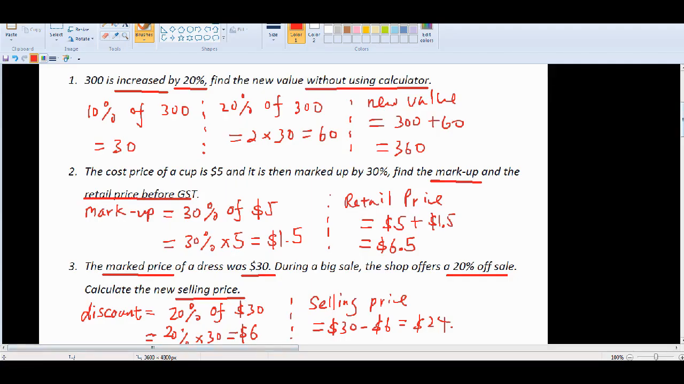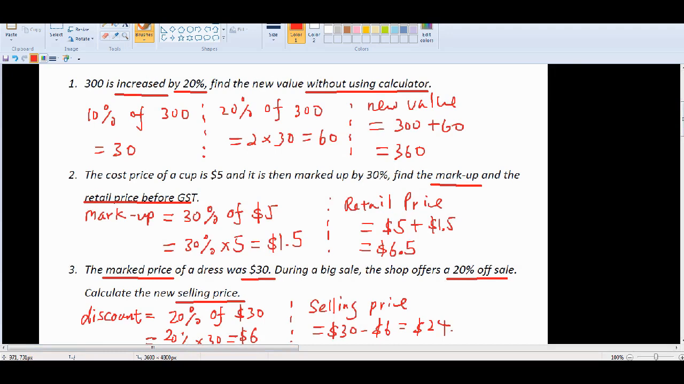Okay, let's check the answer. The first one, increase by 20% without using calculator. Since you're asked to do it without calculator, you need to start with 10% of 300, which is just dividing 300 by 10, becomes 30. And 20% of 300 would be just the double of that 10%, right? So you just 2 times the 10% of 300, which is 30. So 20% of 300 is 60. So that's the amount of increase.